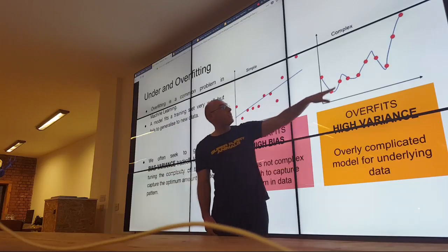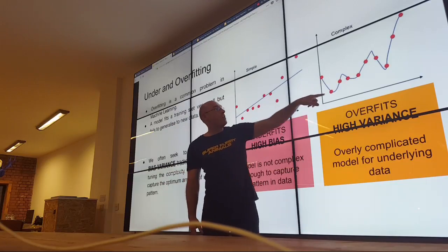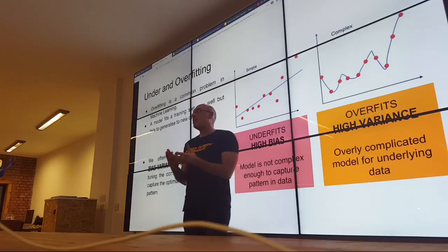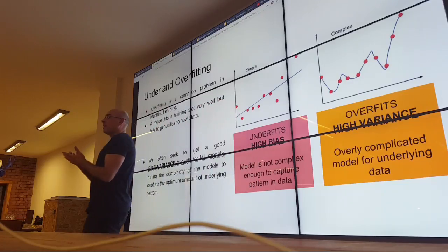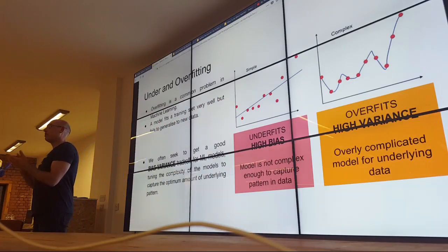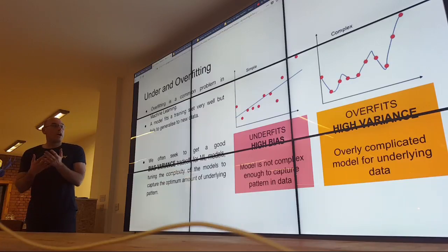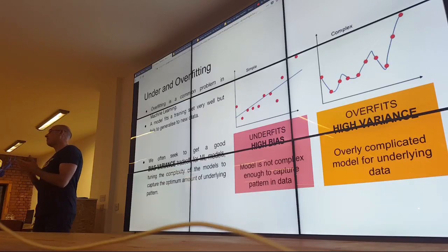So we're overfitting the data. We're trying to go through each thing. We say that's high variance. So when we bring extra data in, we get really wide results. And it's too complicated, effectively, for the model.